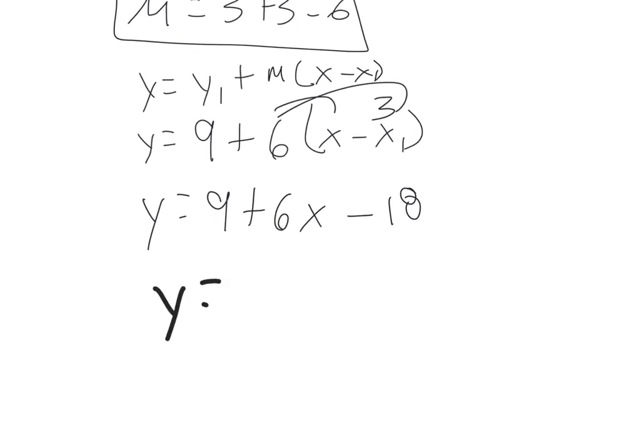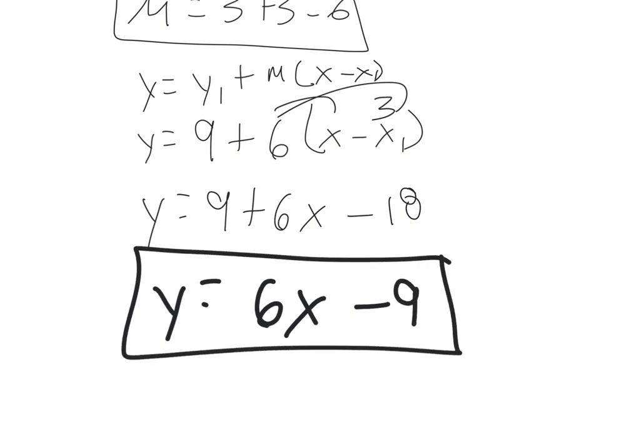So in order to get y on its own side, we have to make sure that we add and subtract and do everything that we can. So then this comes out to being 6x minus 9. And here we have our equation for the tangent line to y equals x squared at point (3, 9).